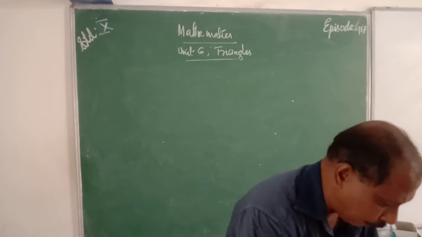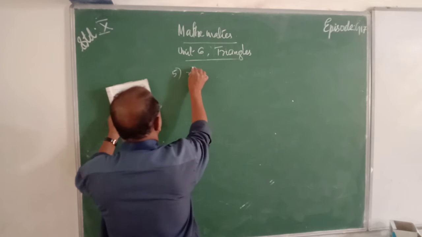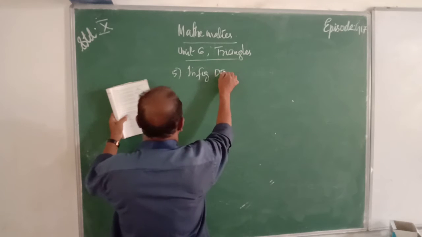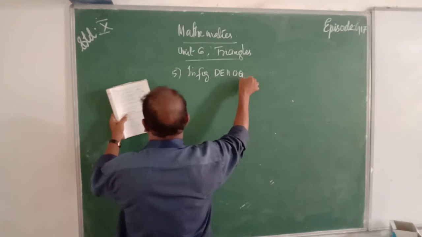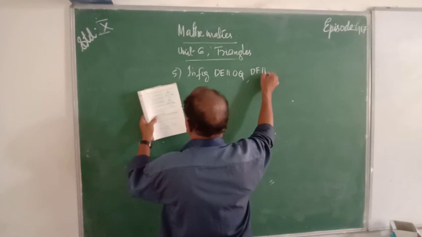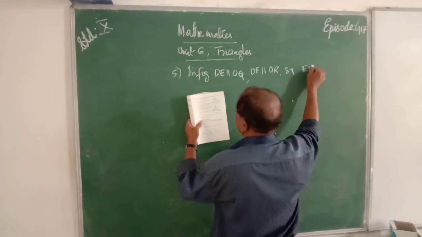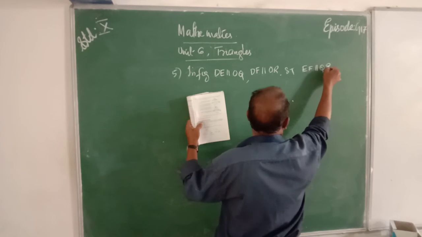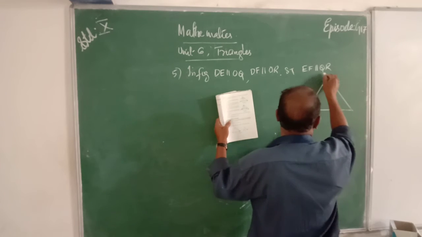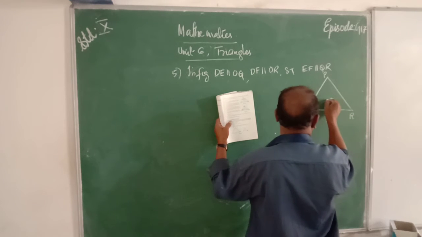Then question number 5. In the figure, DE parallel to OQ and DF parallel to OR, show that EF parallel to QR. Then the figure: P, Q, R, O.